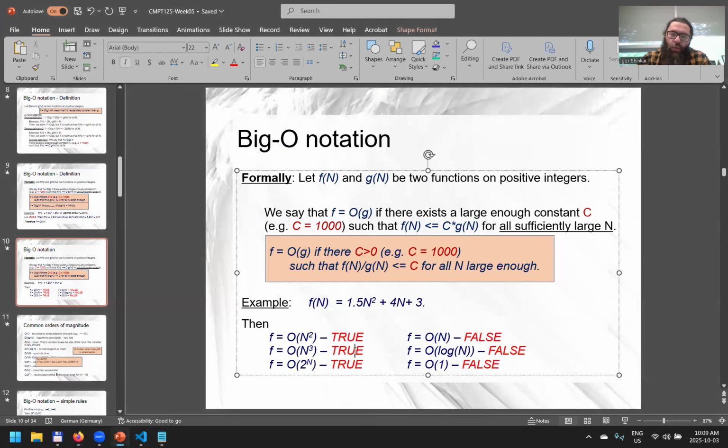Right, so the point of this example is to say, when we say that f is O of n squared or O of n cubed, it doesn't mean that the bound is tight.